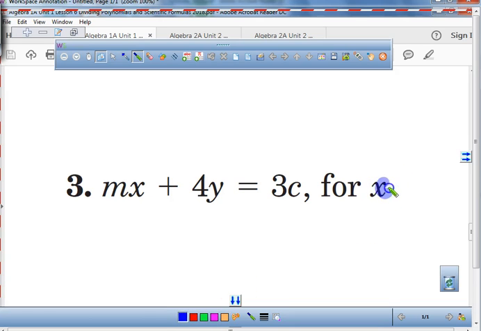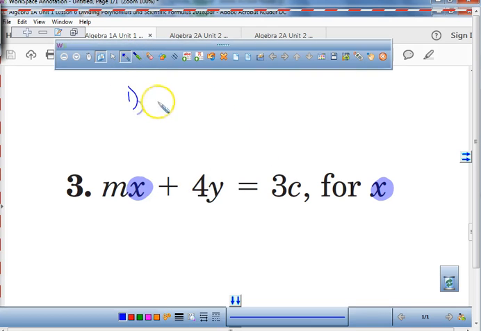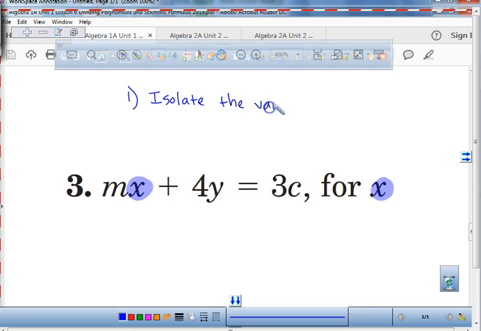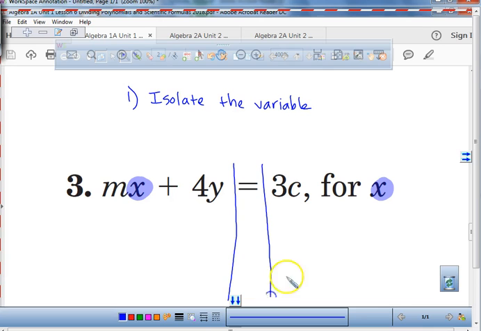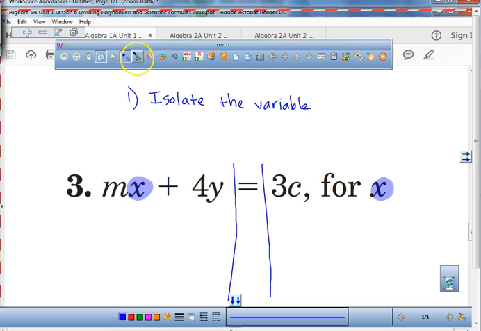X. All right, so first thing we need to make sure, problem number 3, step number 1, you need to isolate the variable that you're solving for. We're going to isolate this particular variable. All right, so here's our equal sign right there. Anybody feel confident to know what they did on their very first step?